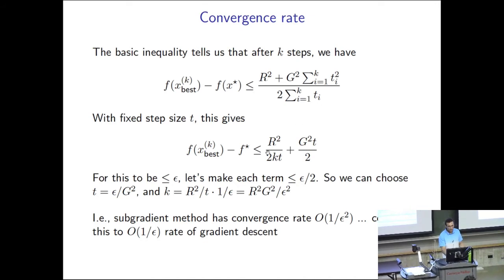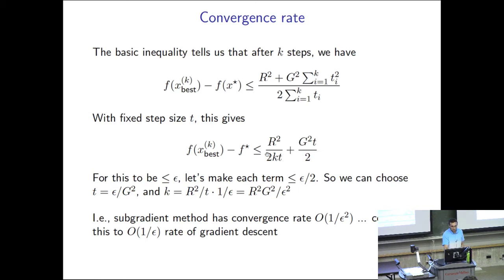And to make this less than or equal to epsilon, it suffices to make each one of these terms less than or equal to epsilon over 2. That will do it. For this to be less than or equal to epsilon over 2, we have to choose t to be epsilon over g squared. If I plug in epsilon over g squared, this term becomes epsilon over 2, so that's what I wanted. That determined my choice of t.